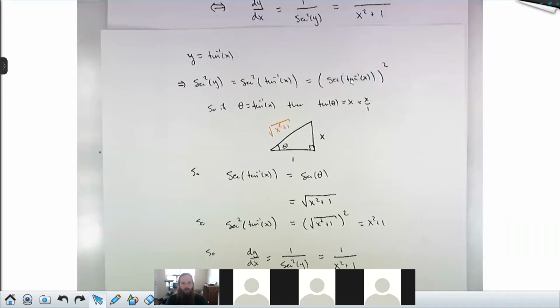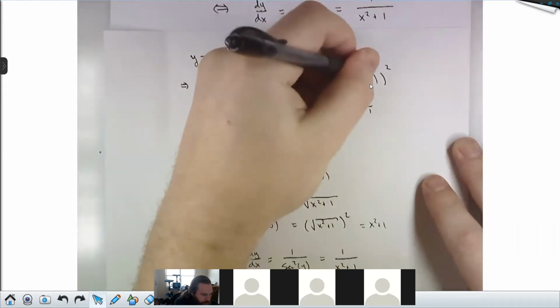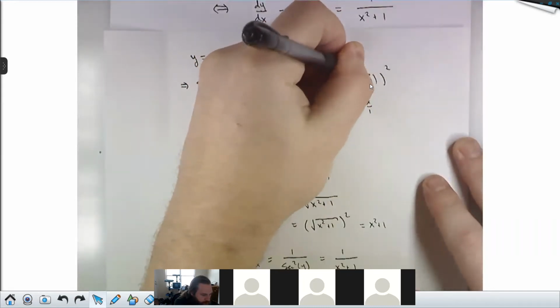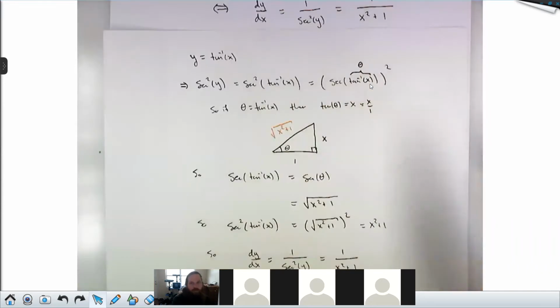To do that, I call the inside here theta. I choose to label this piece as theta. This is an old trick from trigonometry. When you have a trig function of an inverse trig function and you want to simplify that, you call the inverse trig function theta, and then you build a triangle. So if theta is the inverse tangent of x, then the tangent of theta has to be x.